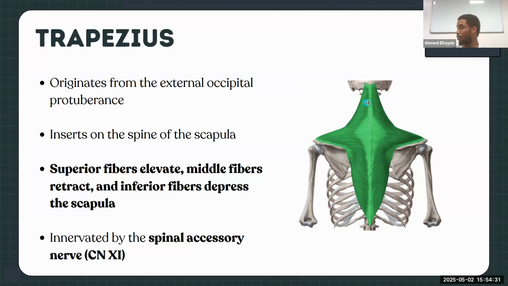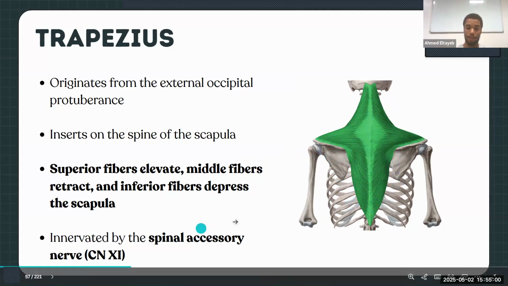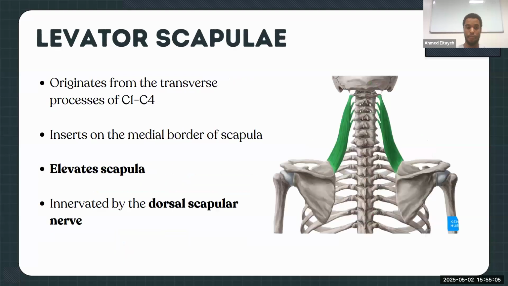Now, the superior fibers, when they contract, due to their attachment on the spine of the scapula, they pull the scapula up. The middle fibers, when they contract, they bring the scapula out. They retract the scapula. And finally, the inferior fibers, they're running down here. When they contract, they bring the scapula down. And the trapezius is innervated by cranial nerve 11, the accessory nerve, specifically the spinal accessory nerve. The accessory nerve has two parts, cranial and spinal. It's the spinal accessory nerve.